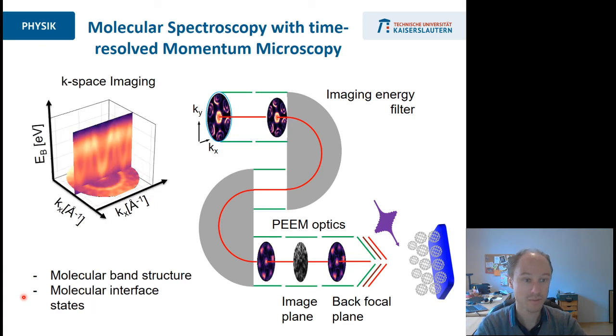Switching to momentum space mode of these devices, we can address the electronic properties and look at the molecular band structure or at molecular-metal hybrid interface states that can arise at interfaces between molecules and metal surfaces. And I will show you how we can use this kind of information in order to correlate the electronic properties to the interactions in the system.